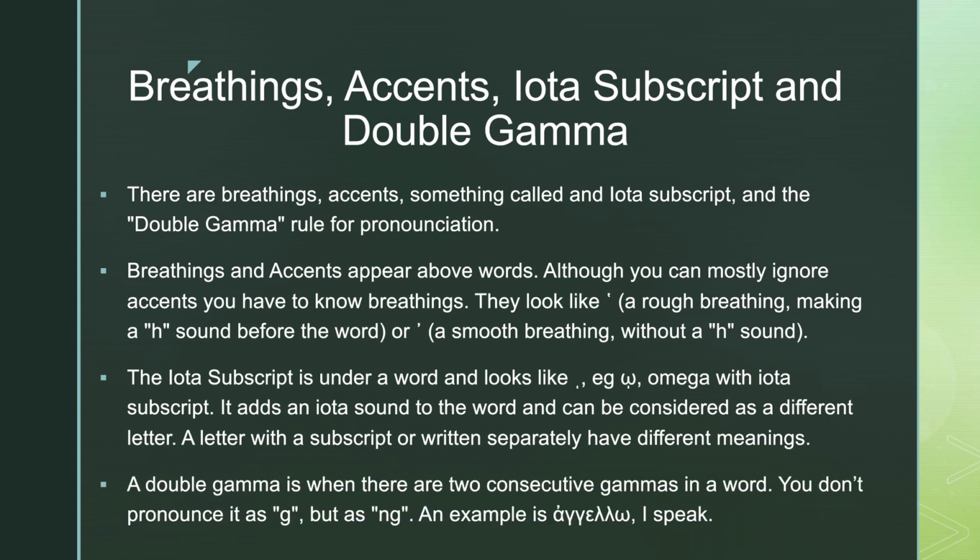And the double gammas: when there are two consecutive gammas in the word, you don't pronounce it as g, but as ng. An example is angello, which means I speak. You might pronounce it as agello? No, angello. Just some strange rule that the Greeks made up.